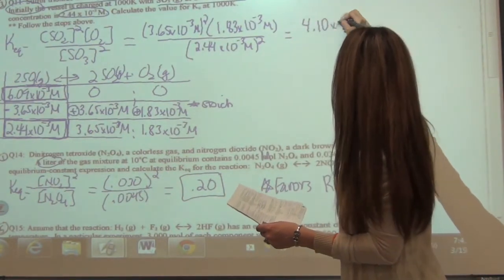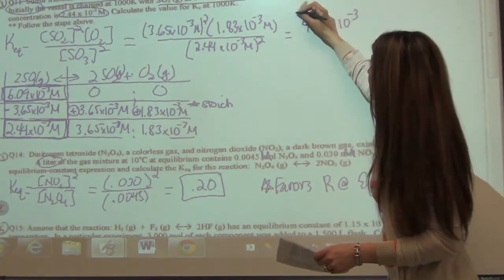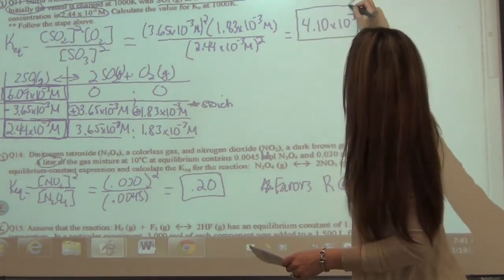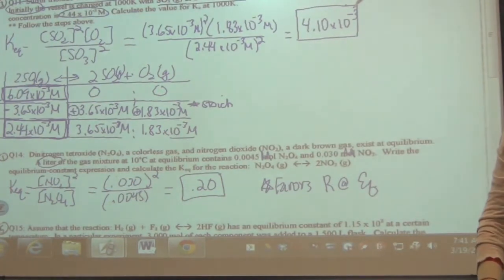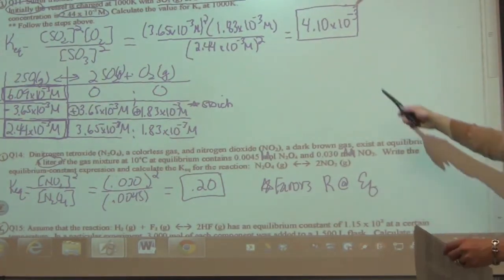4.10 times 10 to the negative 3? Yeah. Perfect. Units of this K, there are no units of this K. Okay? This K doesn't have any units. What does this mean?